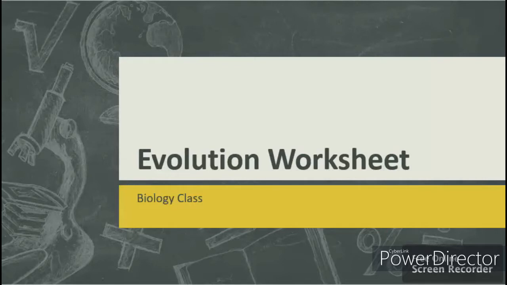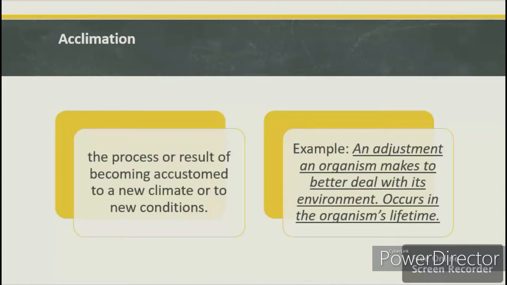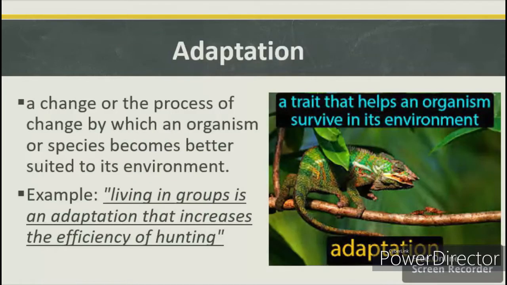Okay, so today's topic is about your evolution worksheet in the biology class of Miss King. Our lesson is to discuss the different choices in the evolution worksheet. The first one is acclimation, which is the process or result of becoming accustomed to a new climate or to new conditions. An example is an adjustment an organism makes to better deal with its environment, which occurs in the organism's lifetime. The next one is adaptation.